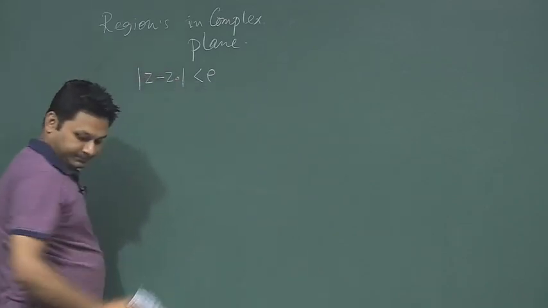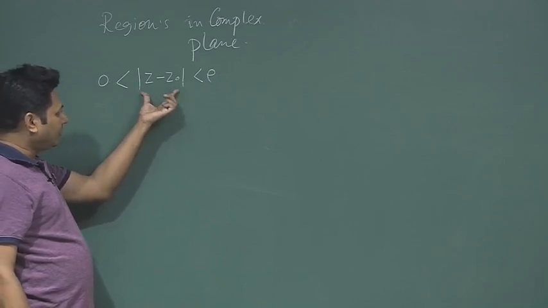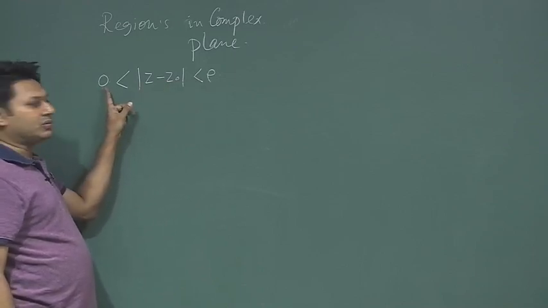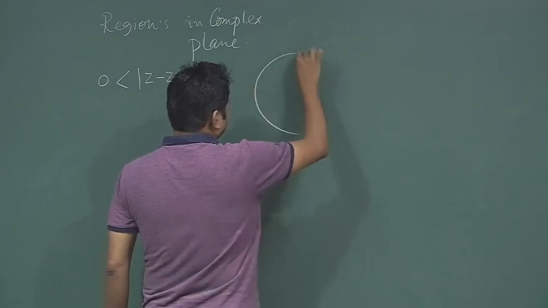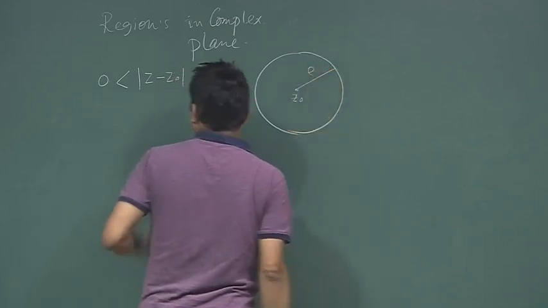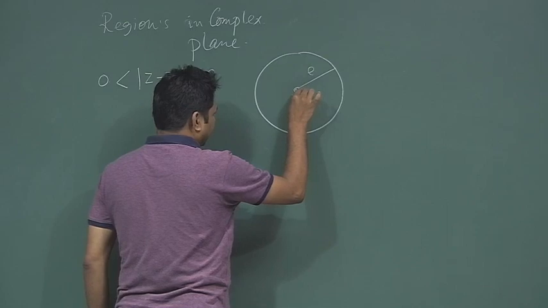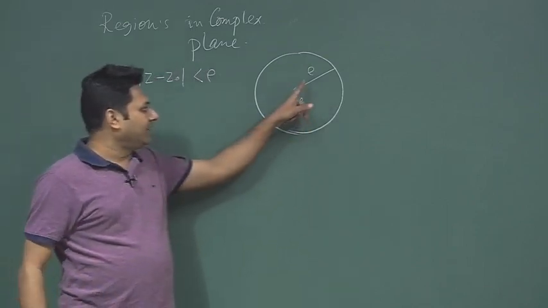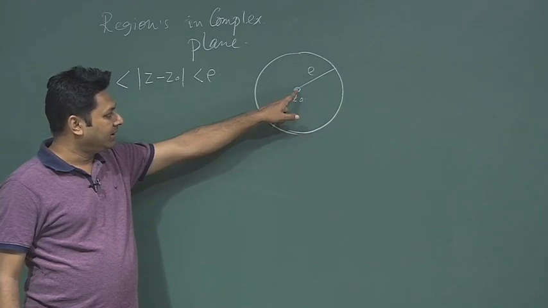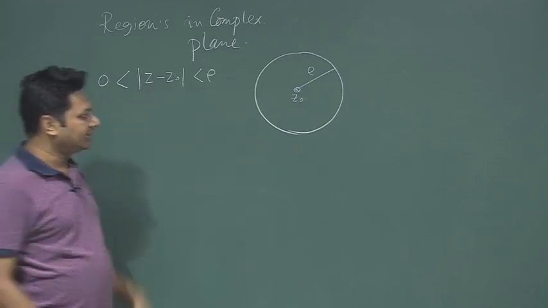Now, if I just change this condition, so that mod of z minus z0 is less than rho but greater than 0, that means my disk, where z0 is sitting at the center and this is my rho, includes all the region except the point z0. z can take any point in this disk having radius rho except the point z0. That means there is a hole here, and z should not be equal to z0. In that case, this disk is called a punctured disk.